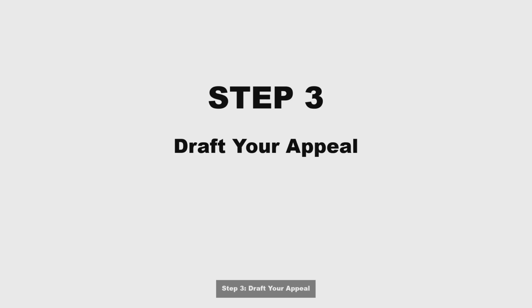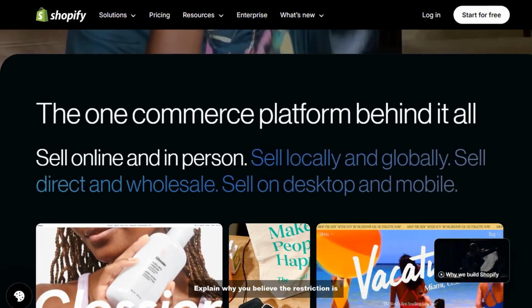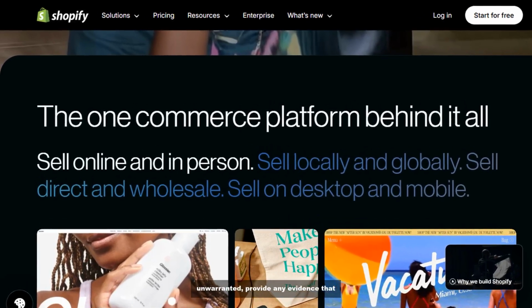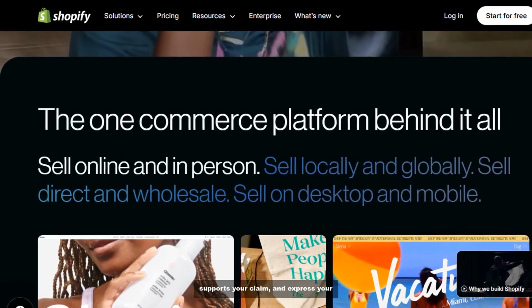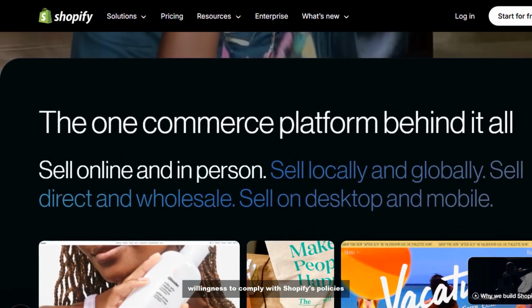Step 3. Draft your appeal. Write a clear and concise appeal letter. Explain why you believe the restriction is unwarranted. Provide any evidence that supports your claim, and express your willingness to comply with Shopify's policies moving forward.